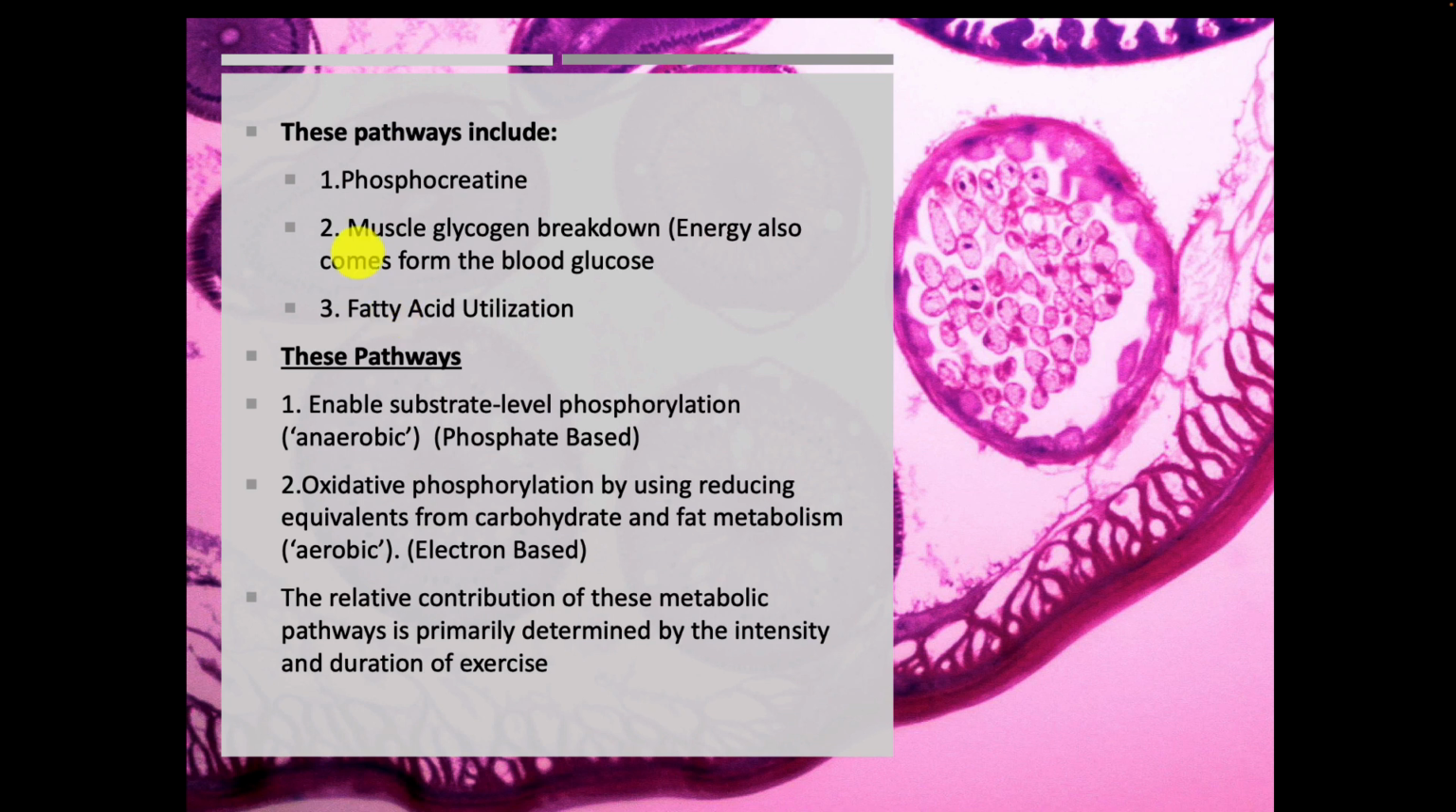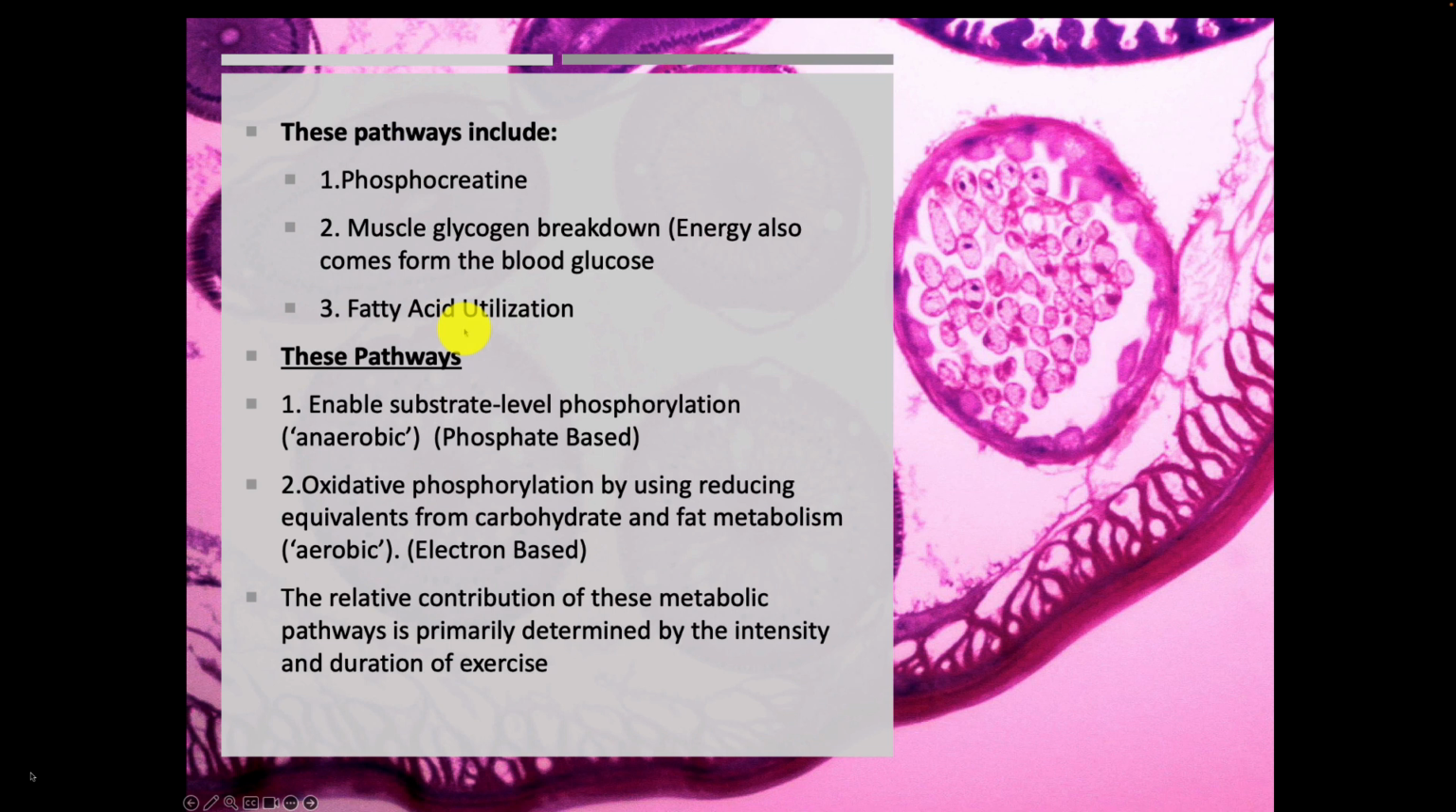Of course, what begins to happen from here to here to here is that high intensity exercise really depends on the phosphocreatine system. Moderate intensity exercise is going to depend on both the anaerobic and aerobic glycolysis pathways, and then low intensity exercise is going to depend primarily on fatty acid utilization. So before we move on, it's really important to differentiate the difference between these three.